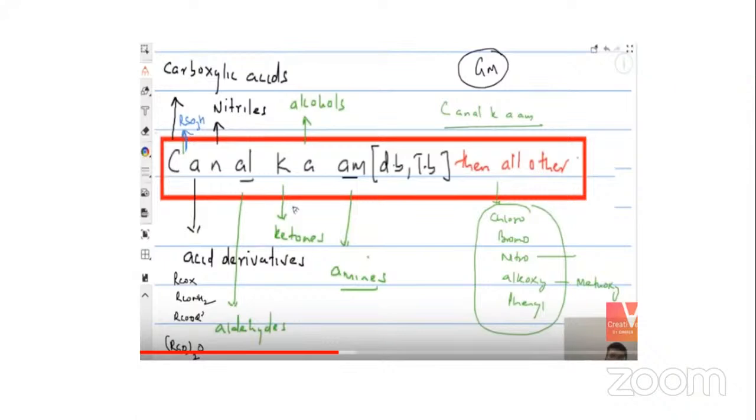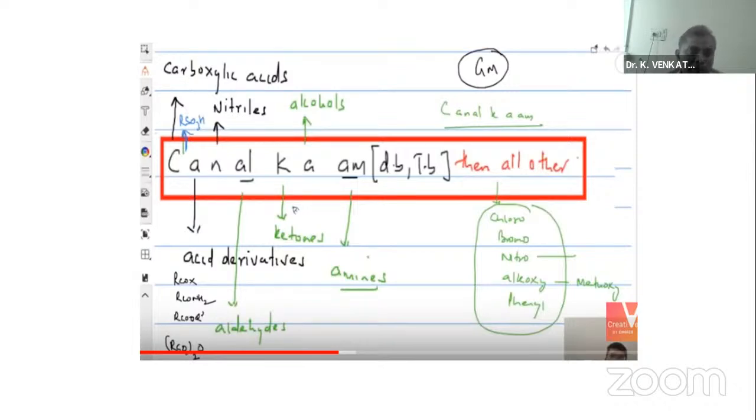Yes, sir. Then A for acid derivatives. Then N for nitriles, that is the C triple bond N. And Al for aldehydes, and K for ketones, and A for alcohols, and Am for amines. Db is for double bond, then triple bond, then all others: chloro, bromo, nitro, alkoxy, and phenyl groups. So that is the final preference.